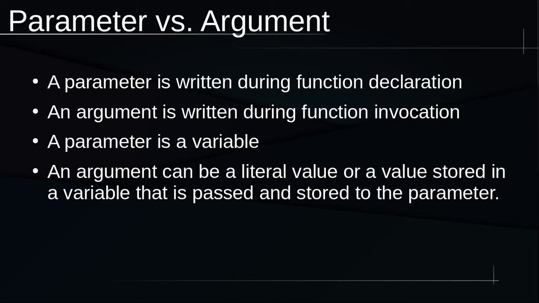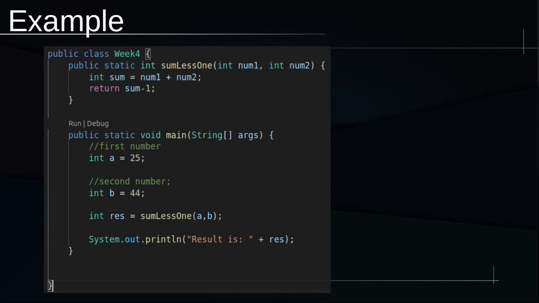And a parameter is always a variable. However, an argument can also be a literal value or a value stored in a variable, and that is the one that is being passed and stored to the parameter, which will then be used by the function in its execution. Let's take a look at this very simple example.